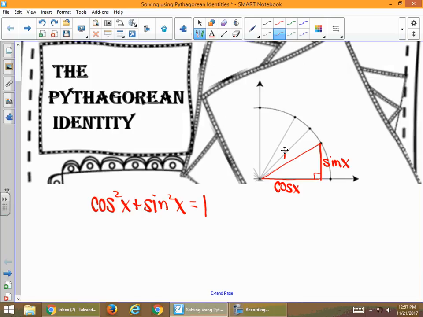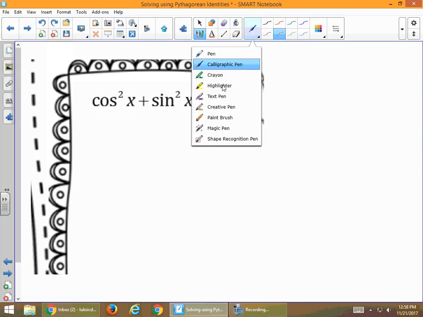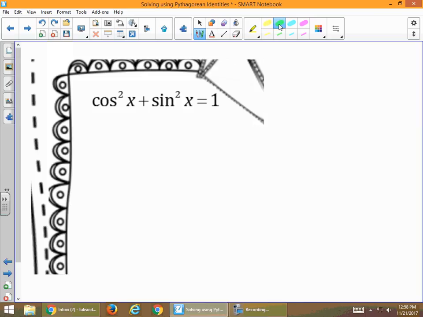Cosine squared plus sine squared equals 1. And of course, the order doesn't matter when you're adding. So you could remember it as sine squared plus cosine squared equals 1, and that's the same. Okay? Comes right from the unit circle. Now, this is an identity, which means it is always true, no matter what value of x you are using. And again, this is what you're memorizing. And then you just have to know how to use it.